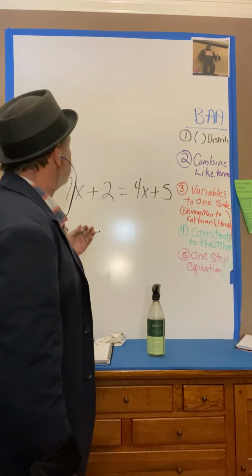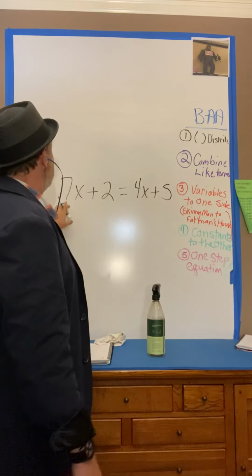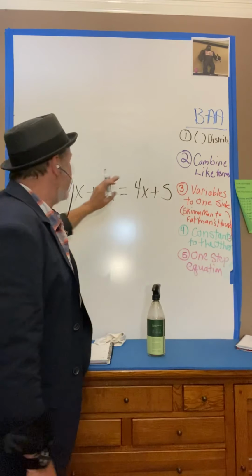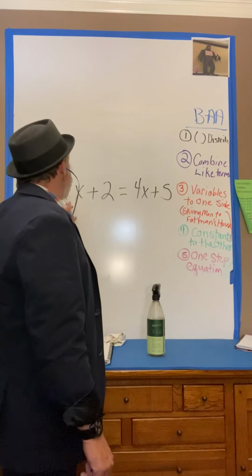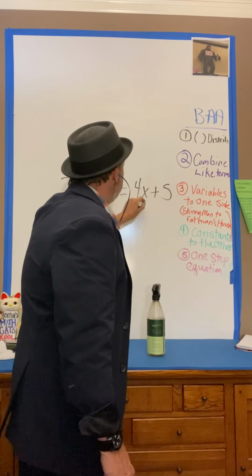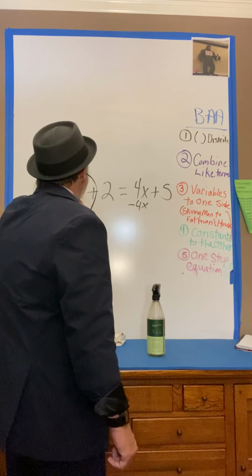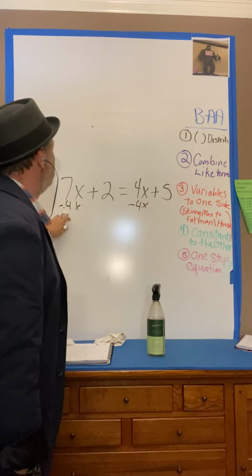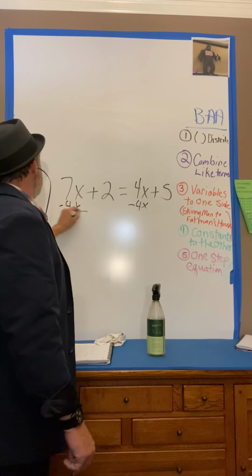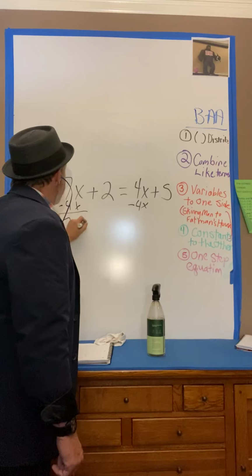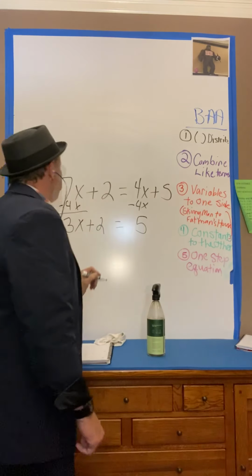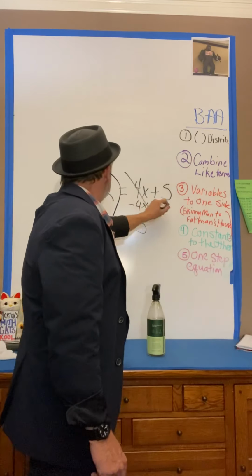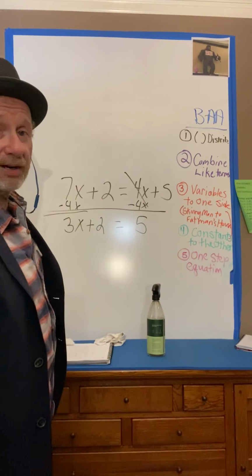All right, so what's the first thing I'm going to do? I got a 4x and a 7x. 4x is the skinny man, 7x is the fat man. I'm going to move the skinny man to the fat man's house. Whenever I go across an equal sign, you do the opposite of what we have. So that gives me 3x plus 2 equals 5, because that canceled out. Does everyone see how this works?